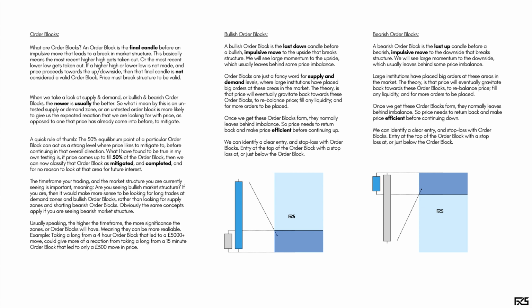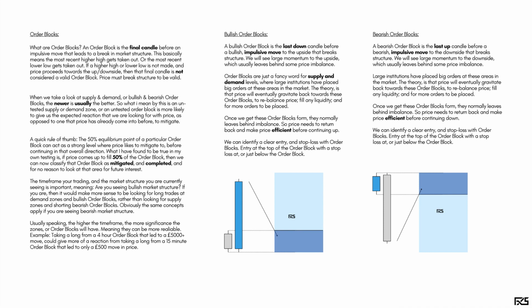Now, these levels are where large institutions have placed big orders in the market. The theory behind it is that price will eventually gravitate back towards these order blocks to rebalance price, fill any liquidity that couldn't be filled before as price moved aggressively away from that area, and for more orders to be placed, and then continue to the upside. Once these order blocks form, they usually leave behind imbalance, as I just said, so price usually needs to return and make price efficient before continuing to the upside.